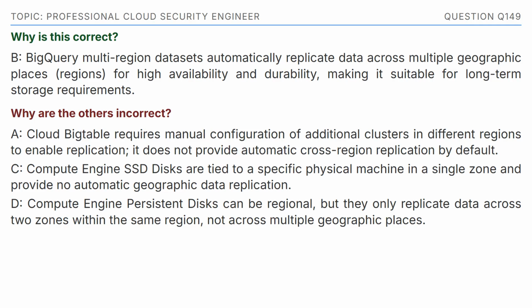A. Cloud Bigtable requires manual configuration of additional clusters in different regions to enable replication. It does not provide automatic cross-region replication by default. C. Compute Engine SSD disks are tied to a specific physical machine in a single zone and provide no automatic geographic data replication. D. Compute Engine Persistent disks can be regional, but they only replicate data across 2 zones within the same region, not across multiple geographic places.